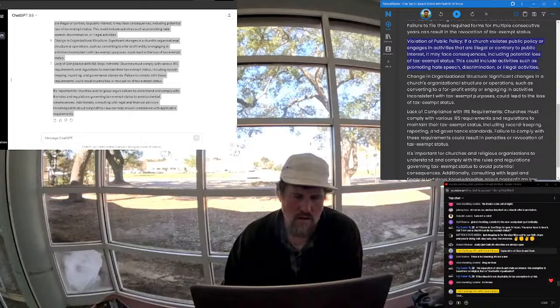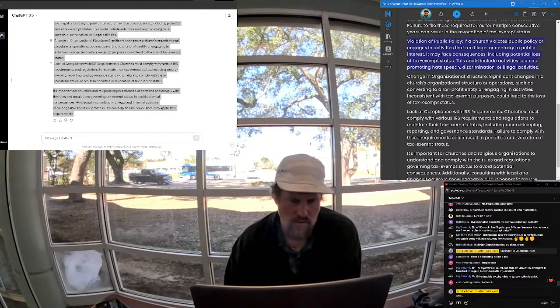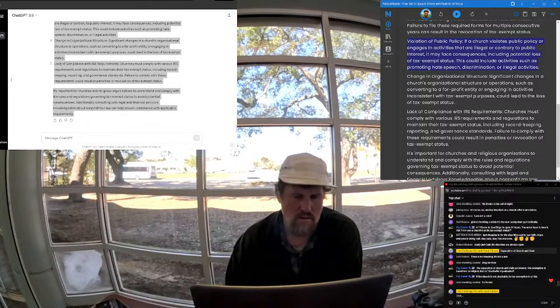A high drug activity would definitely cause the church to lose its tax status, especially when they're reporting it. And yeah, they just leave it at that.